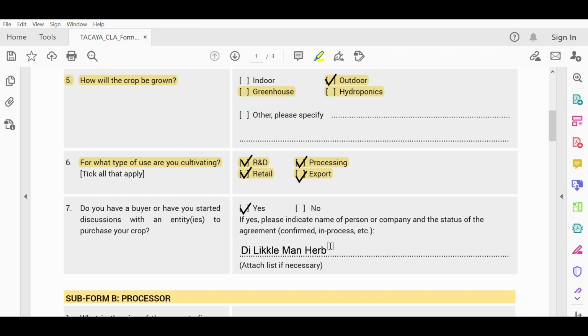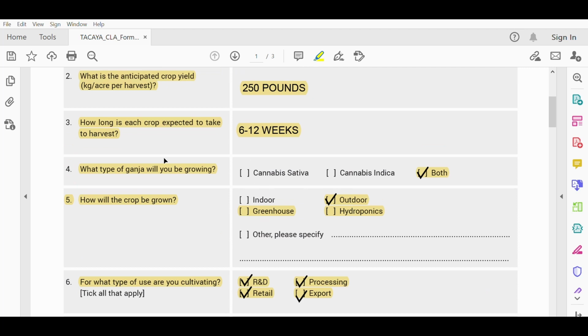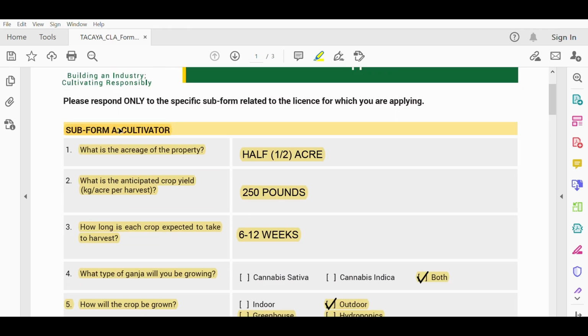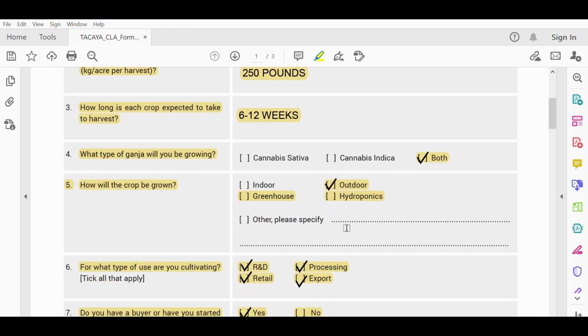Now, if you don't have a buyer, just select no, and when you select no, you will be allowed time to actually identify a buyer, because the license will not be issued until you sign a tripartite agreement with a buyer. All right, and pretty much that's all you have to do. You don't need to do anything else on this application form. You just need to complete this section as an individual.